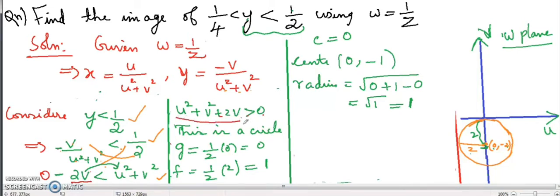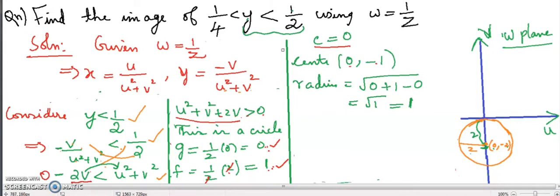So this much is a circle where g is equal to half into coefficient of u, no u term, 0. F is half into coefficient of v, coefficient of v is 2, so this is 1. And constant term, there is no c term, 0. Center is minus g comma minus f, that is 0 comma minus 1. Radius is root of g square plus f square minus c, 0 plus 1 minus 0, root 1 is 1. So we can draw the circle with center 0 comma minus 1 and radius 1.